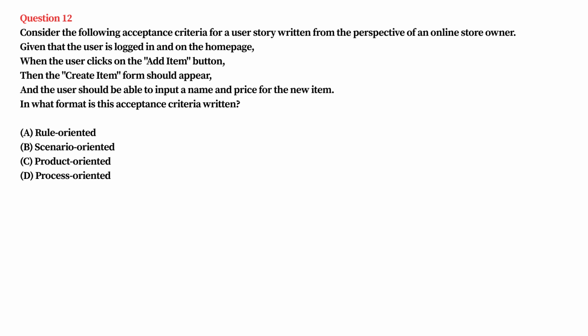Answer A is not correct. The rule-oriented format includes formats like bullet point verification lists or tabulated forms of input-output mappings, explicitly showing the rules to be followed. Given when then is a scenario-oriented format because it describes a scenario to be verified. Answer B is correct. This is a given when then format, which is scenario-oriented.